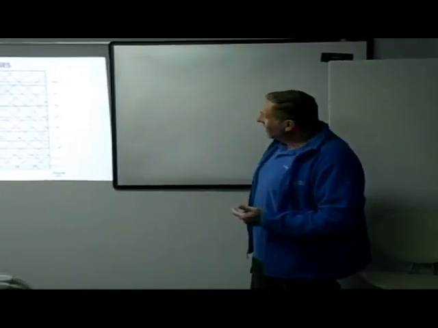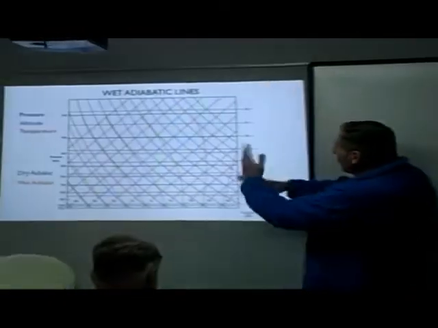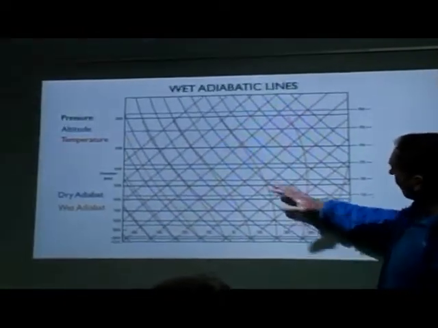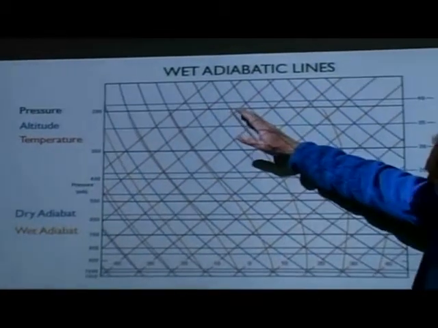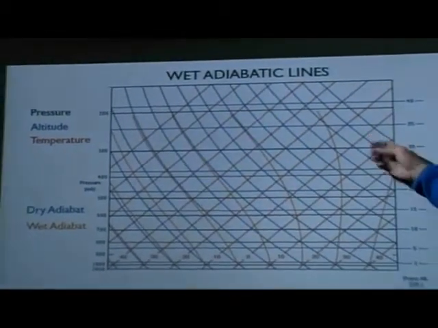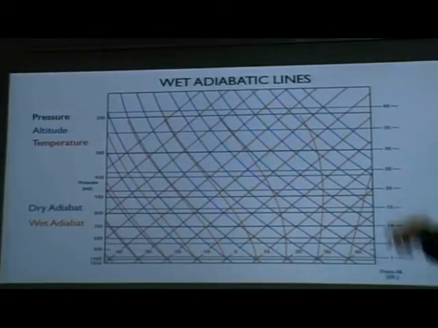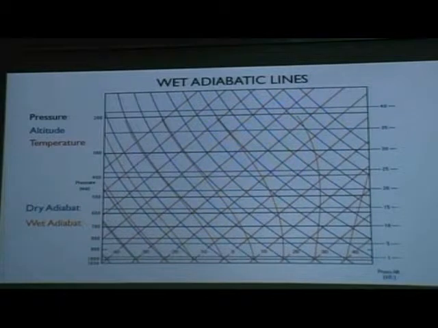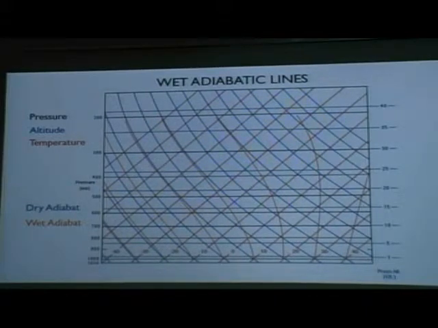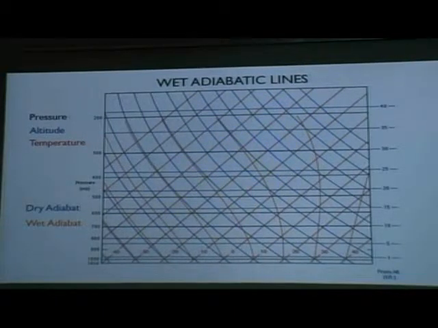Okay, so now we have lines everywhere, but we know the blue lines are dry adiabats, the orange lines are wet adiabats, the red lines are temperature, the black lines are pressure, and the blue horizontal lines are altitude. Simple. We haven't even put any data on there yet. Okay, but I'm joking. Does it make more sense? Does it make some sense now? Give me a yeah. Otherwise, I'm going to go back and go through it again and again.